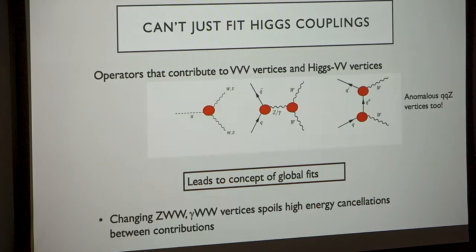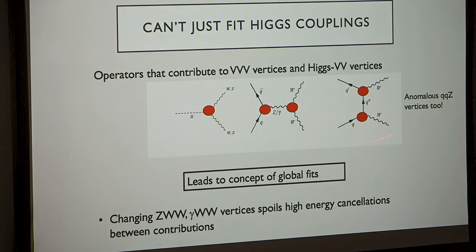But okay, so you can't just fit the Higgs couplings because there's this whole mess where everything comes in. So if I have Higgs to WW, I also have to look at QQ bar goes to WW with Z and gamma exchange.